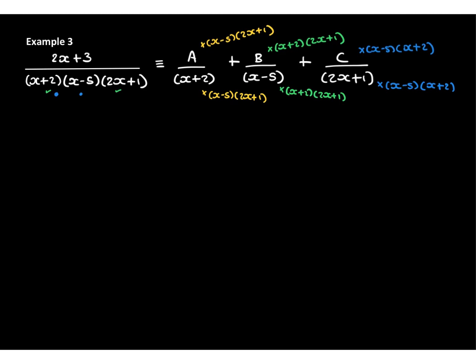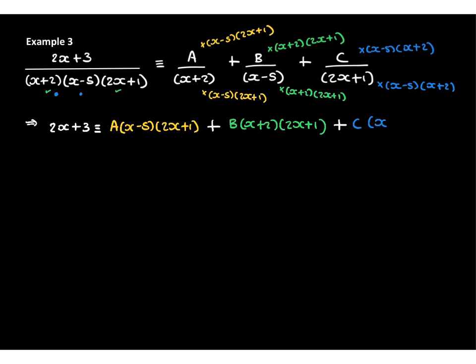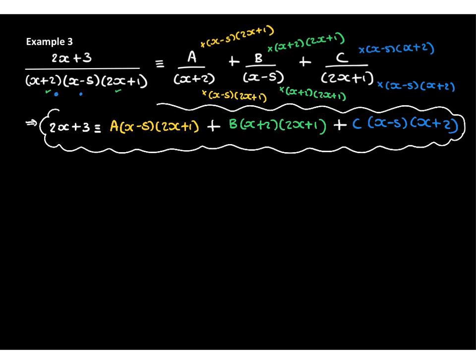We know that the numerators will form an identity, and the numerator on the left-hand side is going to be 2x plus 3, and the numerators on the right-hand side will be A(x minus 5)(2x plus 1) plus B(x plus 2)(2x plus 1) plus C(x minus 5)(x plus 2). And we have our identity here that we're going to keep referring back to as we continue the question.